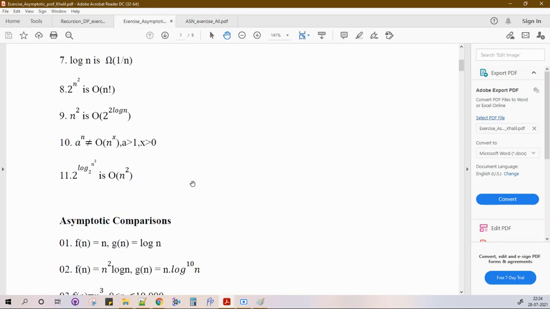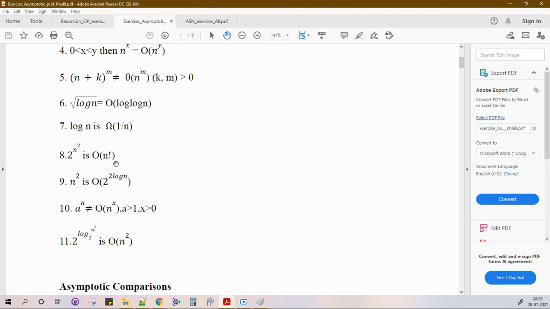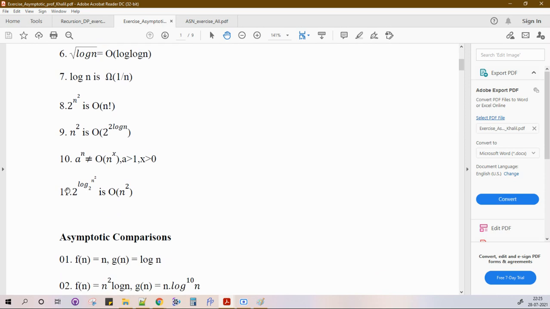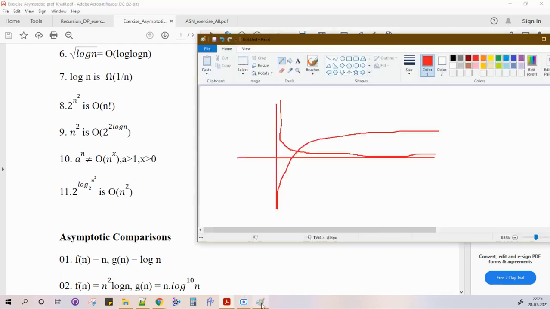And yesterday we saw more tough examples. I am just keeping the rest, 8, 9, 10, 11, because they are also easy ones. Let's take the 12th one because it is interesting.